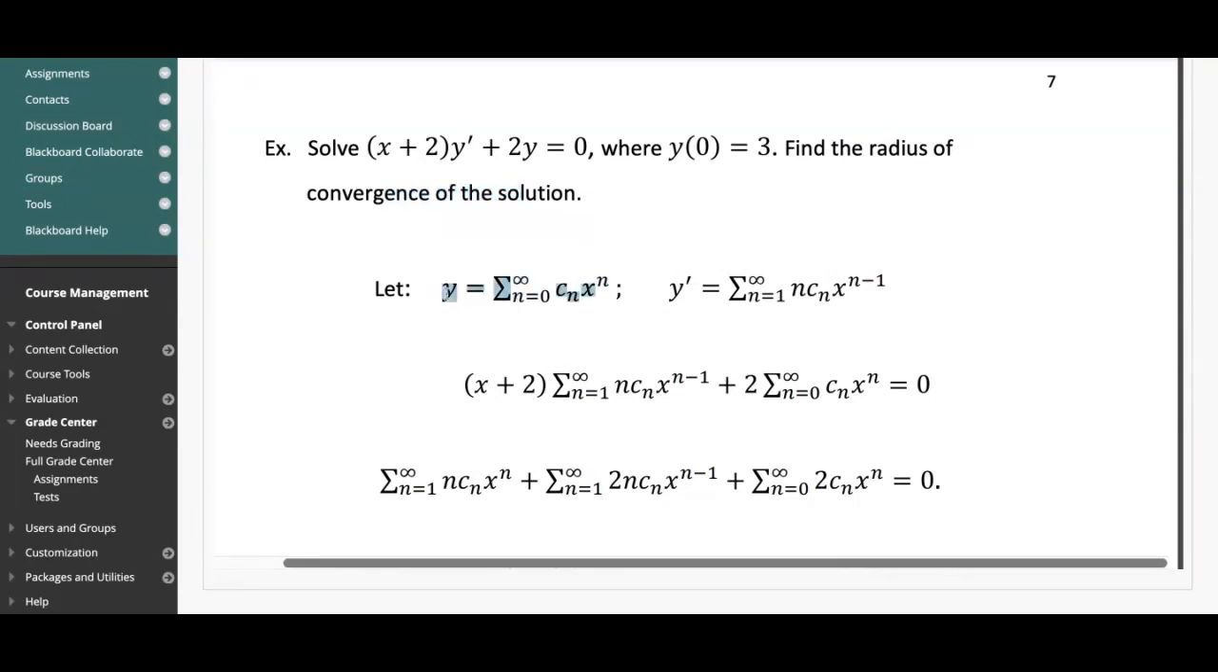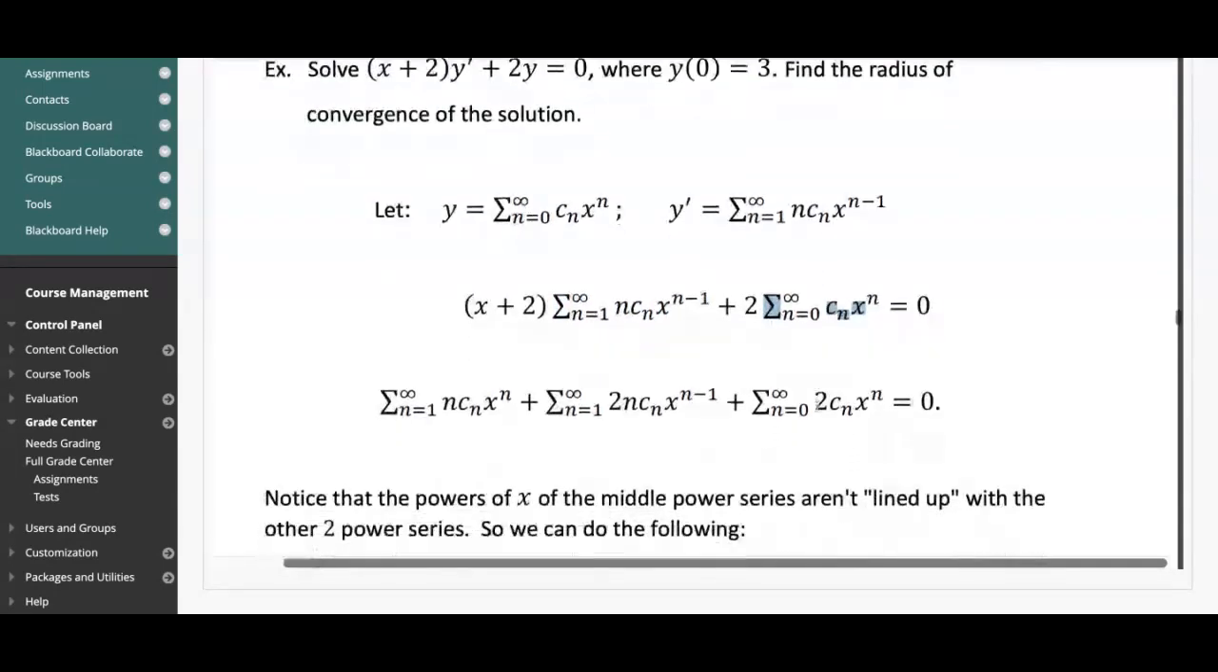We start with the power series, and then its derivative is this. The derivative sum starts from n equals 1 because the first term, the constant term, becomes 0. And then we substitute back into this differential equation. So we get x plus 2 times our new y prime plus 2 times y equals 0.